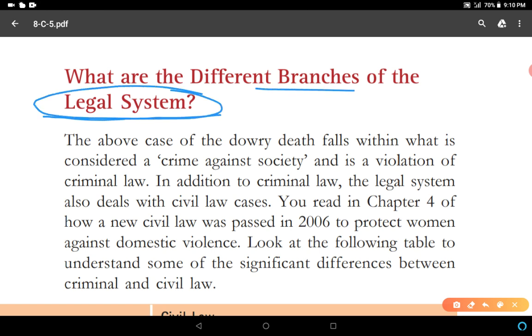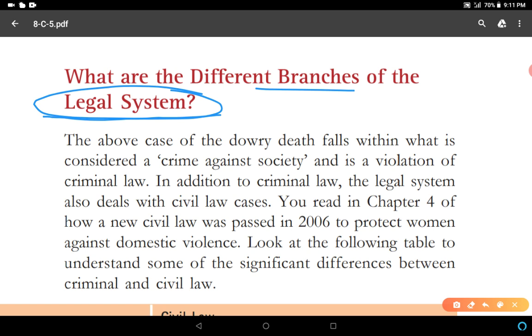Legal system means the laws, the implementation of laws and the explanation of the rules and regulations, how they will be followed and how these kinds of laws will be implemented in the society. This is the legal system. It means anybody who breaks or violates the laws must be punished by a system.